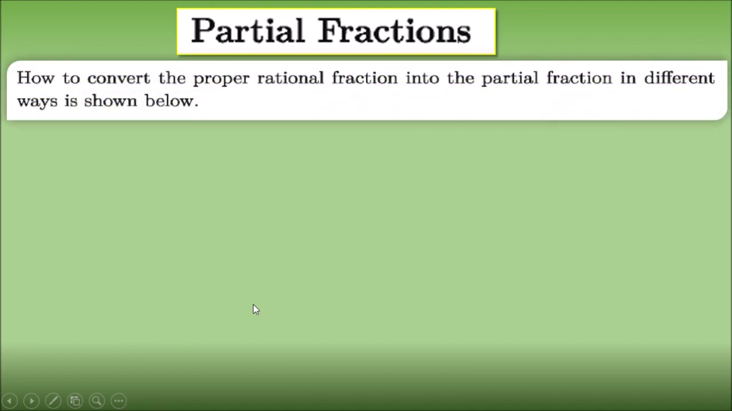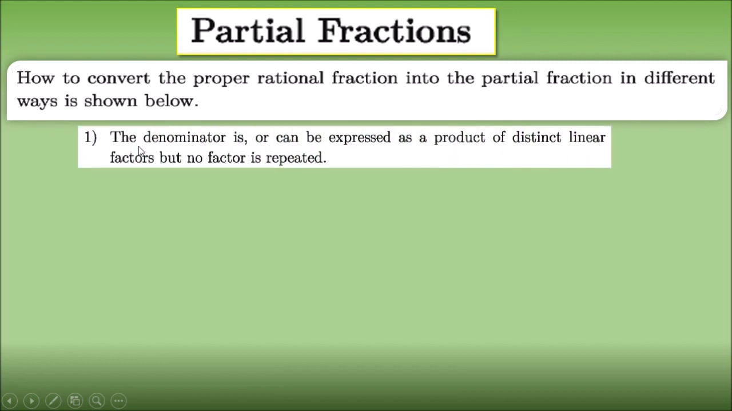Some rules are there for how we can break a fraction into partial fractions. How to convert a proper rational fraction into partial fractions in different ways is shown below. Number 1, the denominator is or can be expressed as a product of distinct linear factors, but no factor is repeated. Inshallah, when we solve the math, we will discuss it there.